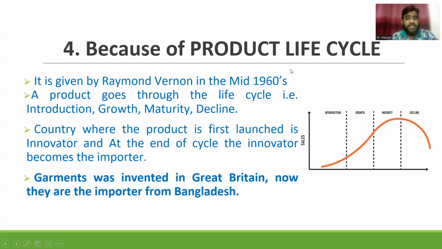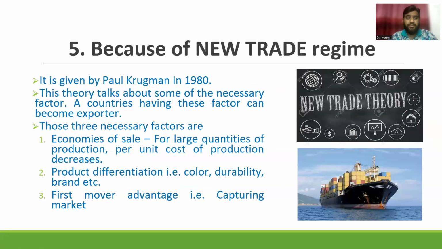As the features of the product life cycle theory also suggest, in the maturity or decline stage, we will continue producing and exporting garments. Garments was invented in Great Britain. Now they are the importer from Bangladesh. So this economic theory, product life cycle theory, also suggests that the garments business in our country will continue.